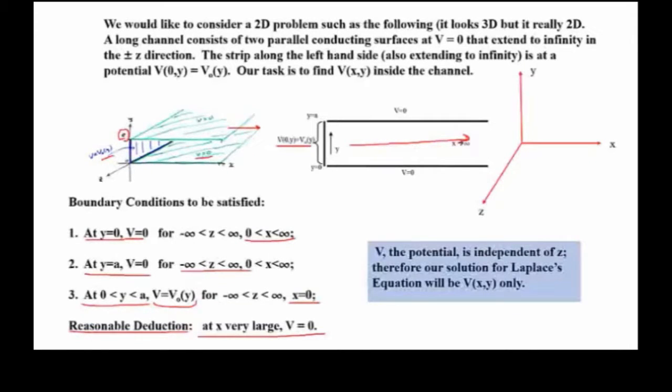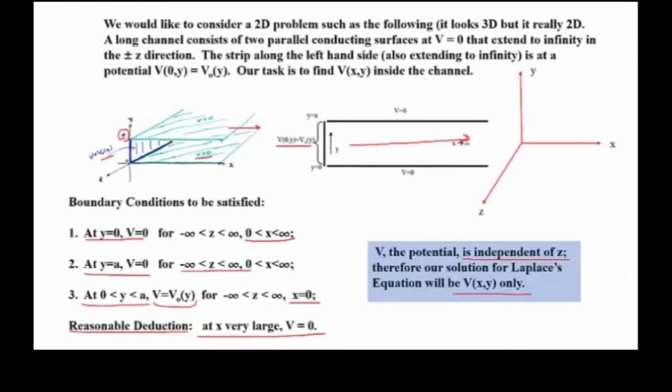V is the potential. It's independent of z. So we can always take any z we wish and call that z equals 0, and we'll get the same answer in this plane here as, say, a plane over here. Our equation will be a function of x and y only. So that's why this three-dimensional problem reduces to 2 dimensions, because of this geometry that we have here.